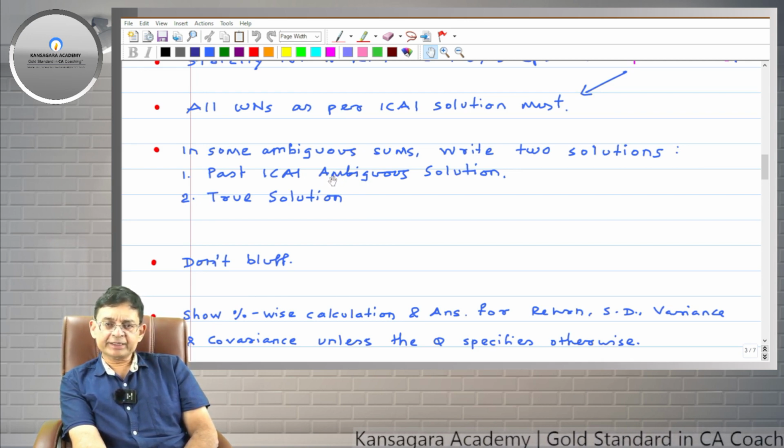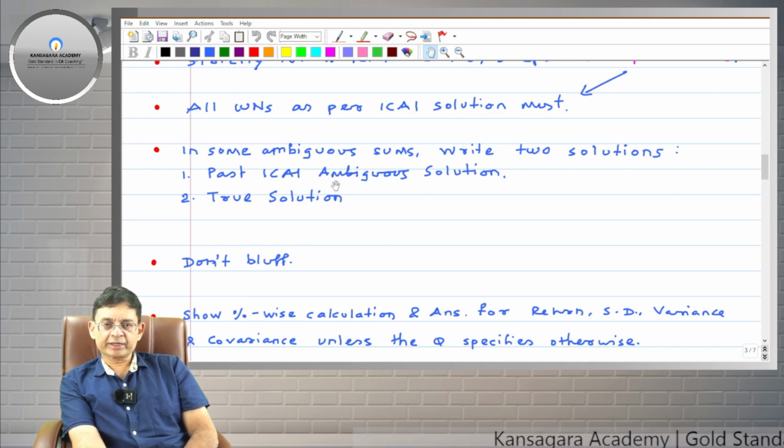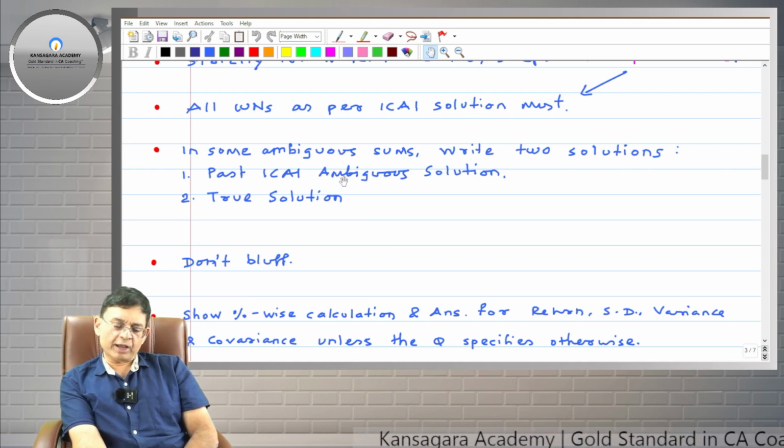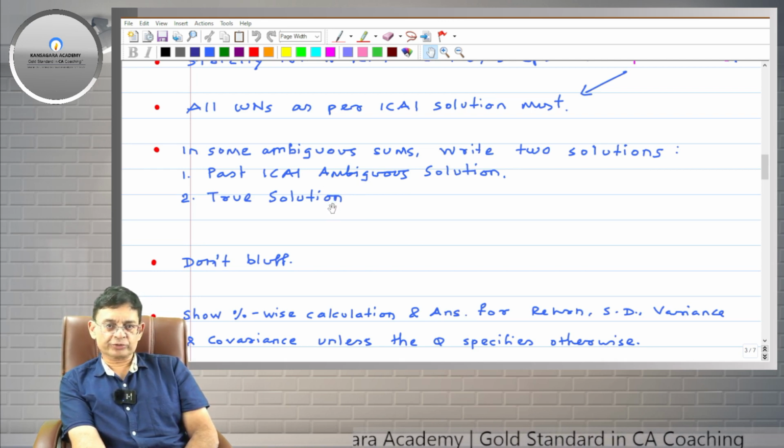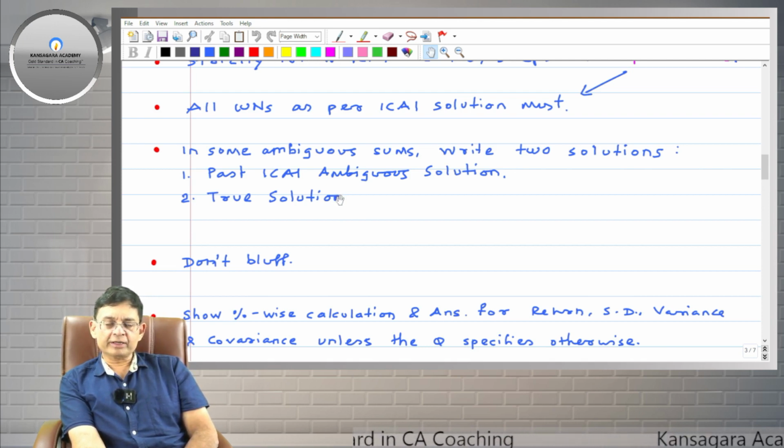However, very recently, in May 23, most probably, there was one question in interest rate derivatives chapter where the ICI broke away from this tradition and gave a correct solution, logically correct solution to an ambiguous question. So now students, there will be few cases, there will be some instances where it is preferable to write both solutions, past ICI ambiguous solution and then alternative solution. Then you have to write in the alternative solution the logically correct solution, students. However, such instances will be very rare, so don't worry about them. I will let you know in our discussion during the regular batch.